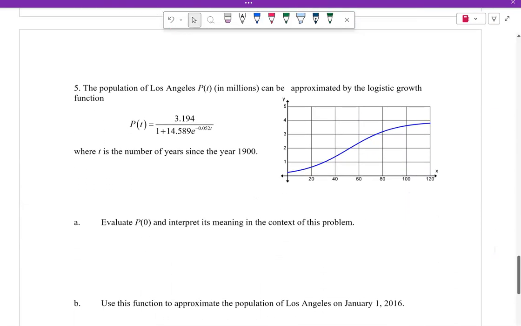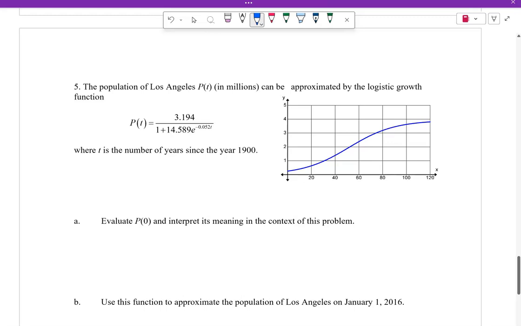Typically with these type of problems, you'll always be given some type of form, and then you'll have some picture for it. Not all the time. Sometimes it might just be the equation. So we're talking about the population of Los Angeles, and the P of T is in millions, can be approximated by this function. T is the number of years since 1900, so we got to be very careful. Over here is the number of years since 1900, and this is the population on this side. And please remember it's in millions.